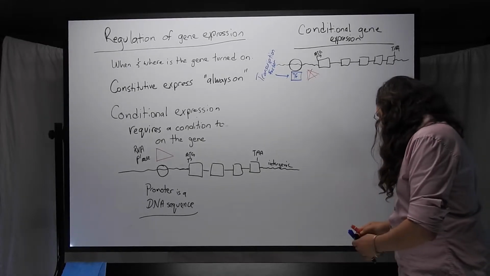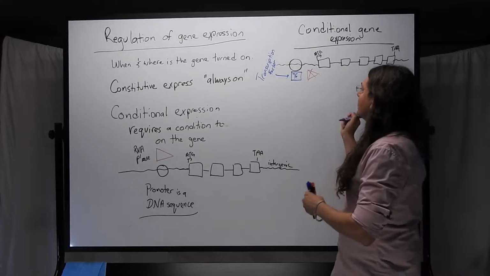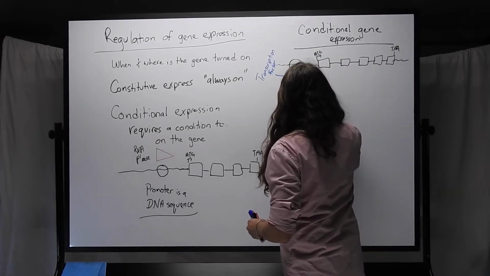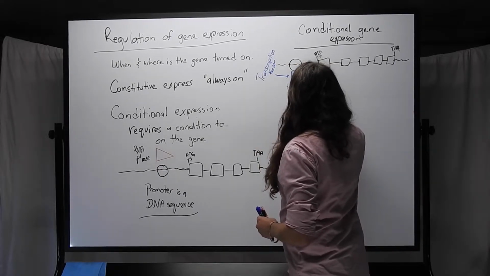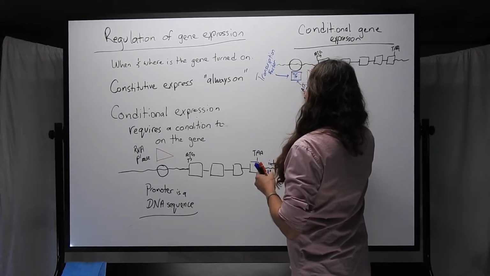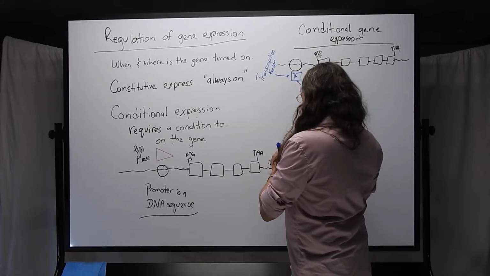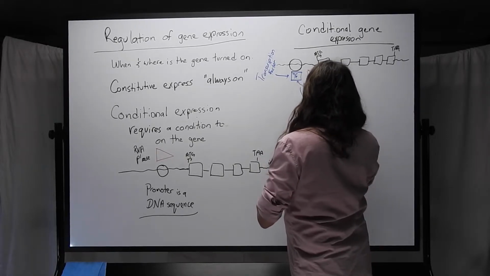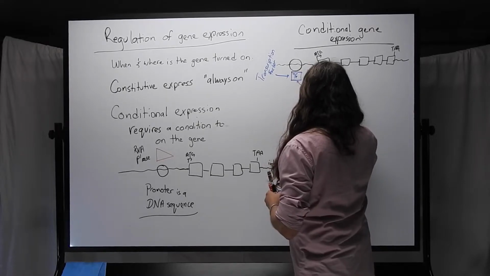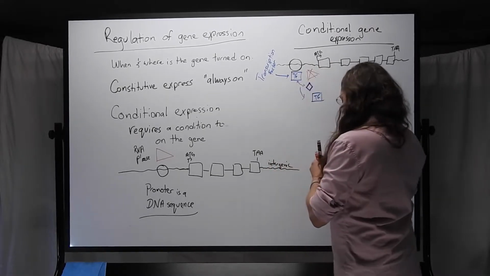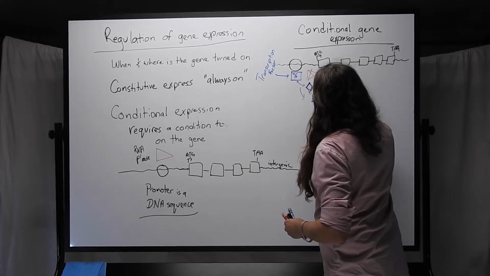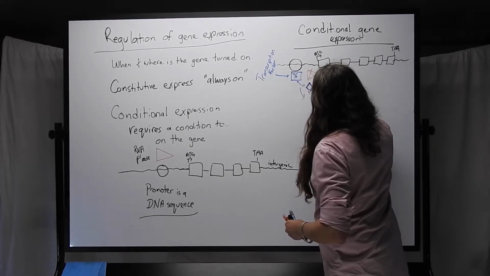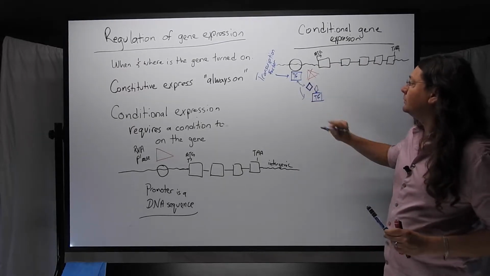But if a small molecule comes along, like a sugar or a hormone, and it binds to the transcription factor, what happens is the transcription factor comes off of the gene because it's bound to the small molecule.